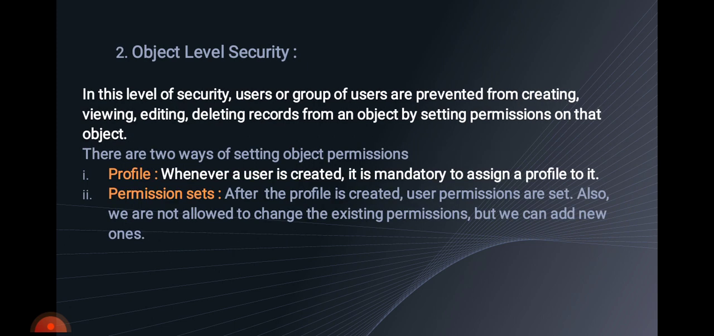Now, next is object level security. In this level of security, users or groups of users are prevented from creating, viewing, editing, or deleting records from an object by setting permissions on that object. There are two ways of setting object permissions: profiles and permission sets. Whenever a user is created, it is mandatory to assign a profile to it. After the profile is created, user permissions are set. Also, we are not allowed to change the existing permissions, but we can add new ones.